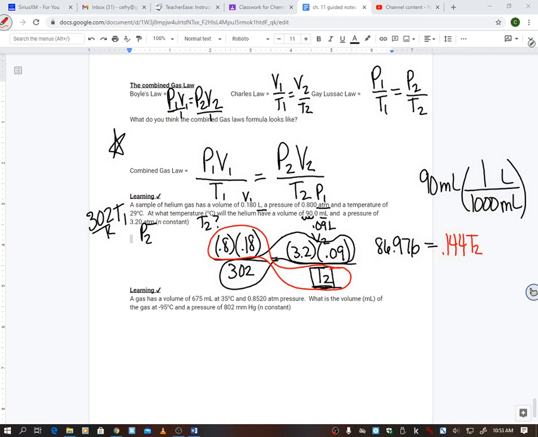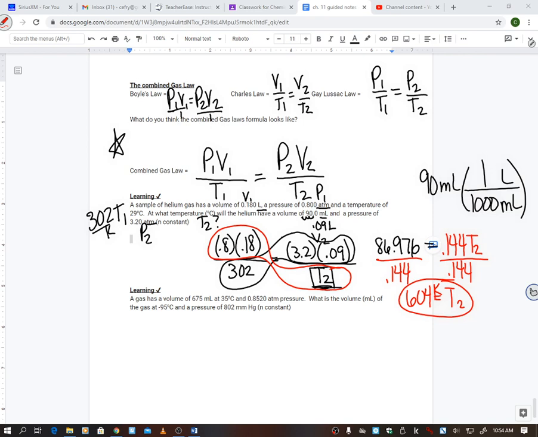All right, now to get temperature by itself, I am going to divide by 0.144 on each side. And let's see what that is. 86.976 divided by 0.144, and that is 604 Kelvin. Now if I asked for this in Celsius, I would subtract 273 and it's 331 degrees Celsius.